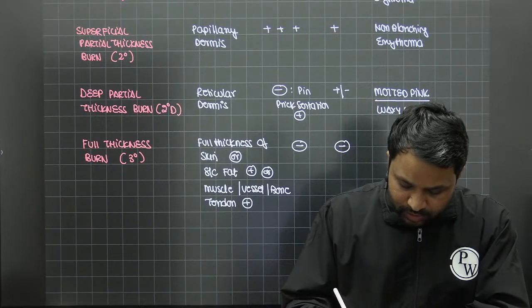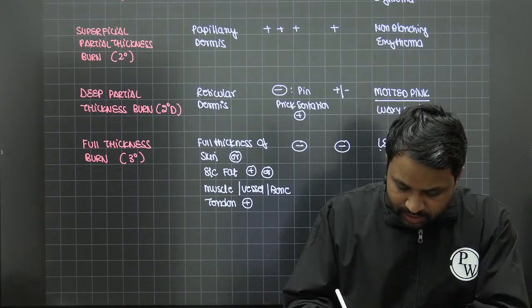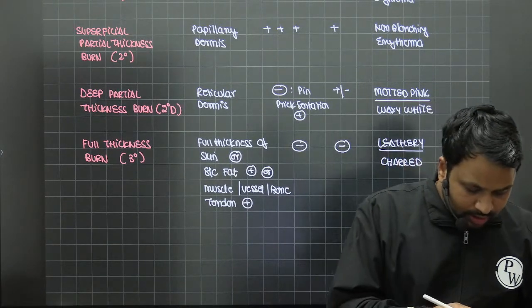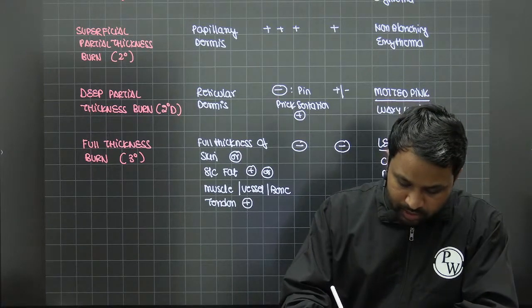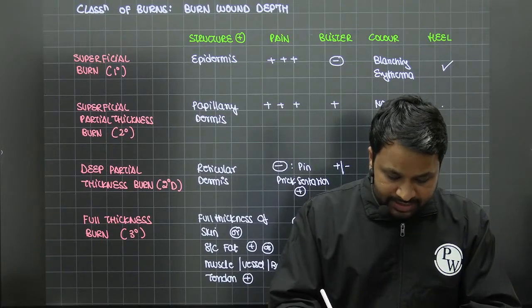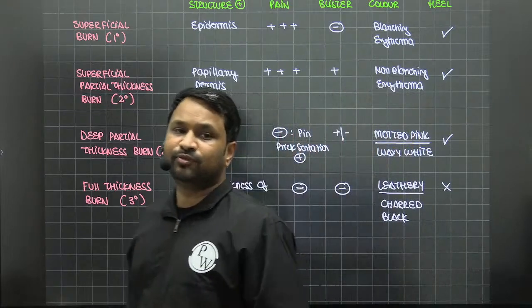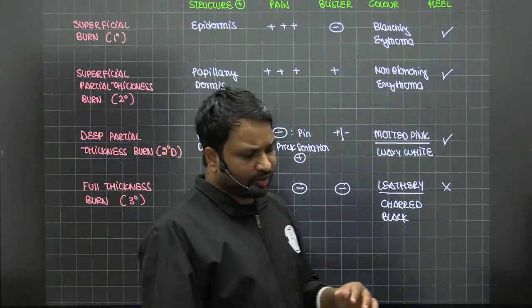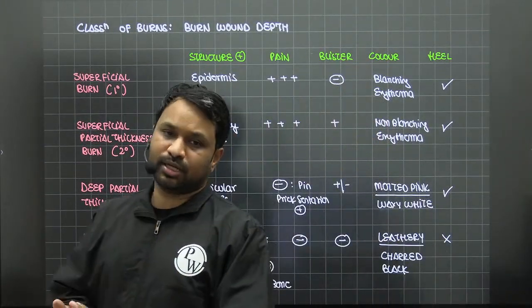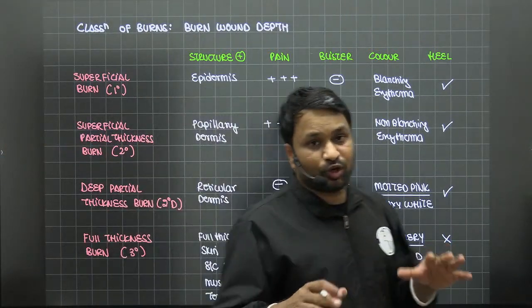Third degree or full thickness burn is going to have a leathery appearance, or burnt like charcoal, which is what we call a charred black appearance, right? Now remember, your first degree will heal, the second degree will heal, the second degree deep will also heal. This will not heal, it will require some form of intervention, which we will look at later. Okay, so this is the classification of the burns based upon the depth of the burn involved.